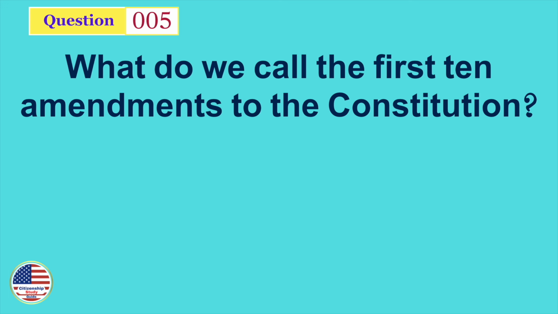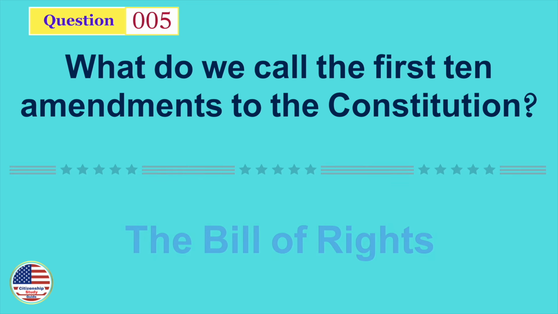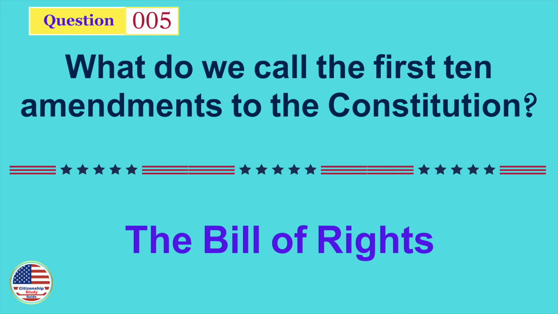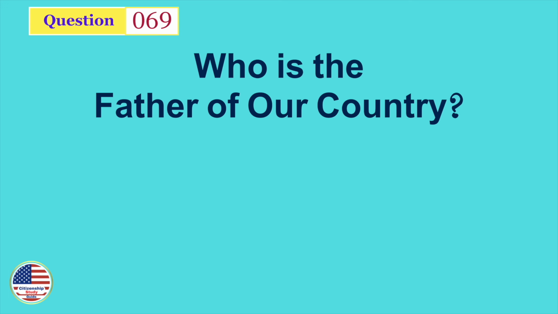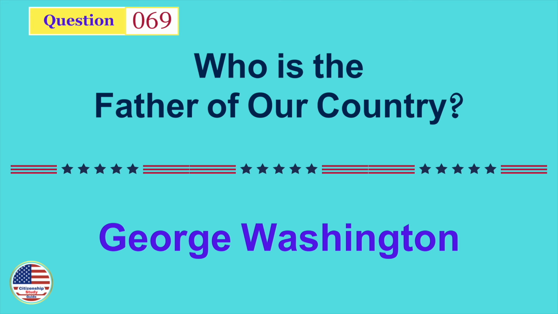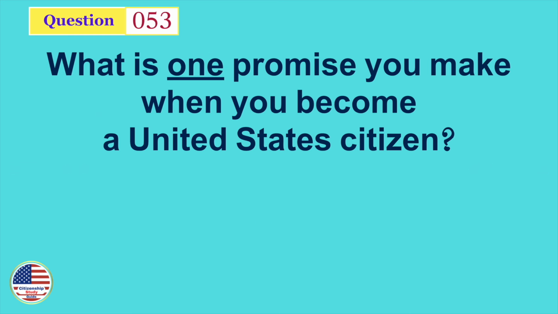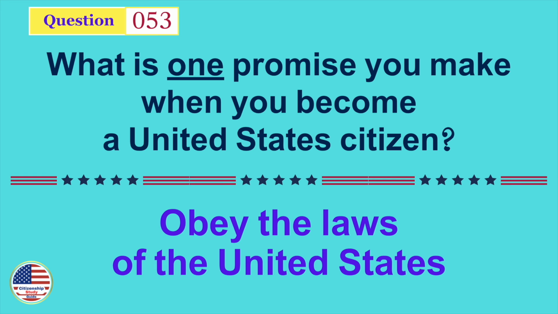What do we call the first 10 amendments to the Constitution? The Bill of Rights. Who is the father of our country? George Washington. What is one promise you make when you become a United States citizen? Obey the laws of the United States.